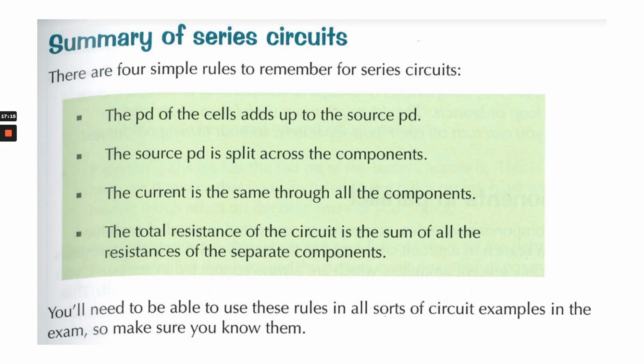So to sum up series circuits, you add up the batteries at the start, the cells, to get the source PD. The source PD is split amongst the components. If they are identical, it's split equally. If they're non-identical, it's split non-equally. The current is the same, and you just add up the resistors.